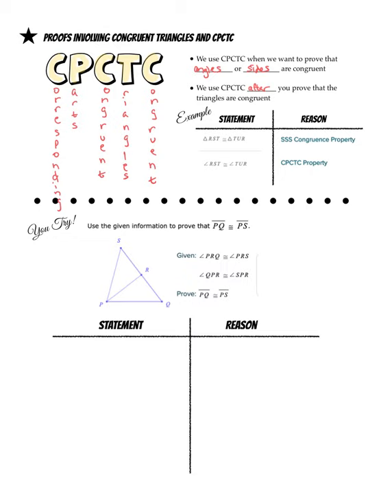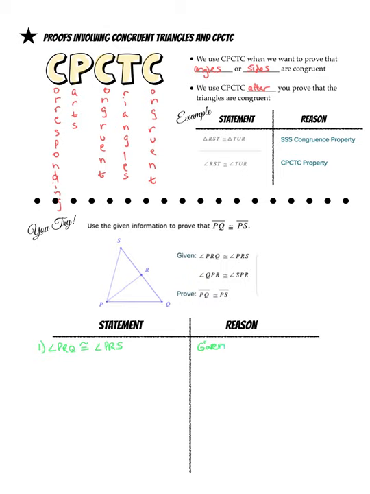So let's walk through this. As I've said many times before, draw the figure. Alrighty, I'm going to start writing it. So, statement 1. Given angle PRQ is congruent to angle PRS. That's given.